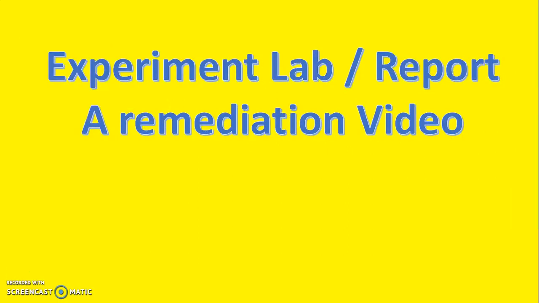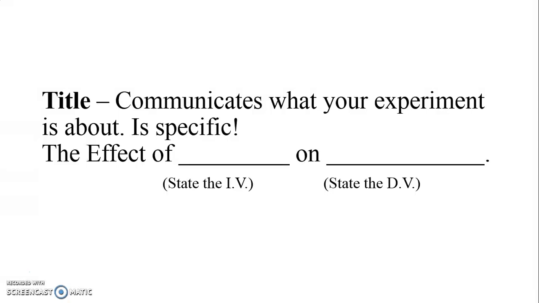Okay, experimental lab report, a remediation video. First thing we have to start out with on our lab report is a title. A title communicates what your experiment is about. It has to be specific. So a good way to format the title is the effect of, state your independent variable on your dependent variable.